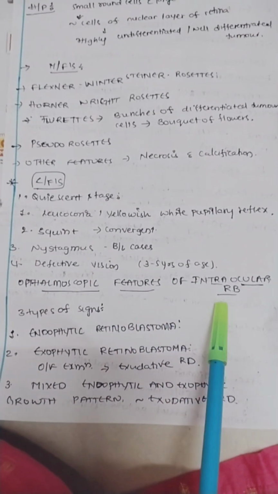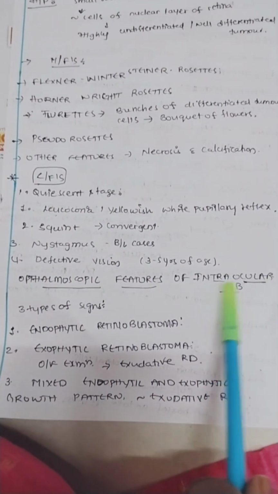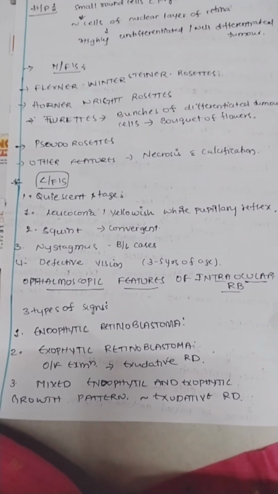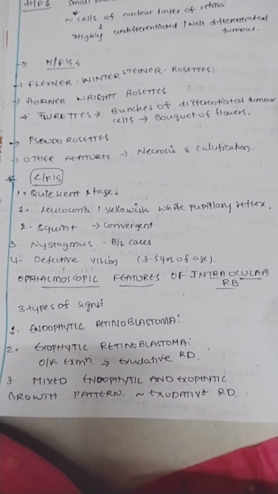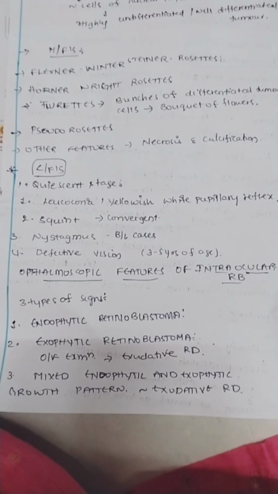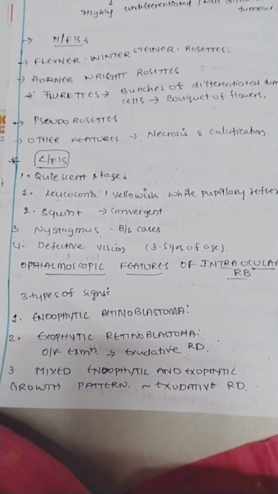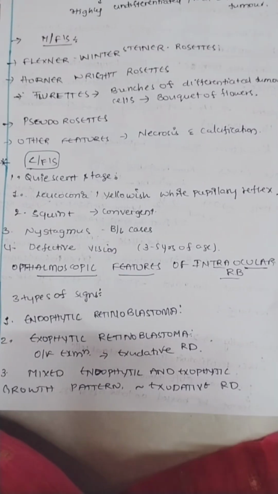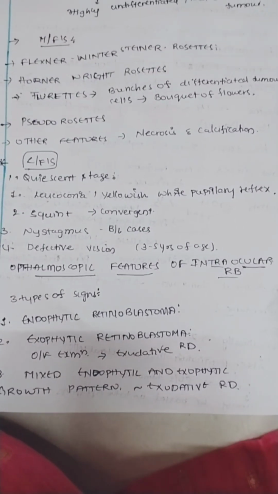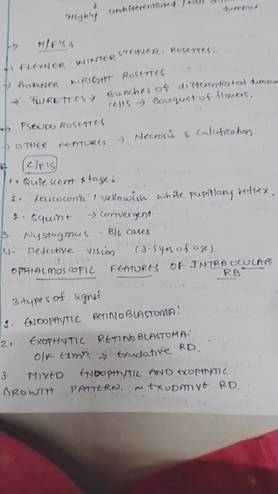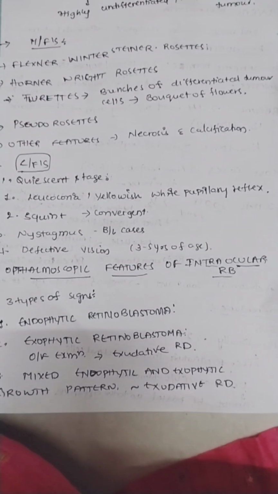Coming to the ophthalmic features of intraocular retinoblastoma, there are three patterns: endophytic retinoblastoma, exophytic retinoblastoma, and mixed endophytic and exophytic. A diffuse infiltrating tumor will also be there. Endophytic means inward: the tumor grows inward, and we will see neovascularization and so on. Exophytic means it is growing outward.